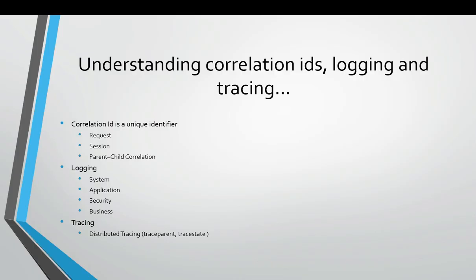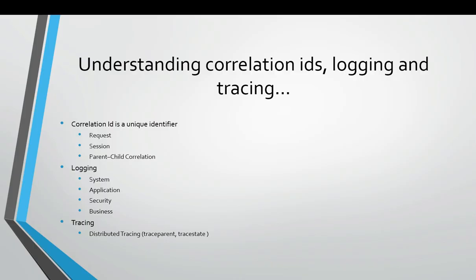Now, there are different types of correlation you can apply. Request correlation tracks a single API call or Logic App run. Session correlation groups a series of related requests, like a batch of employee updates. Then we have parent-child correlation, which connects sub-processes to a main transaction. For example, APIM calls a Logic App, which in turn sends a message to Service Bus and triggers an Azure function. So having the same correlation ID throughout this chain is what enables true end-to-end visibility. That's very important.